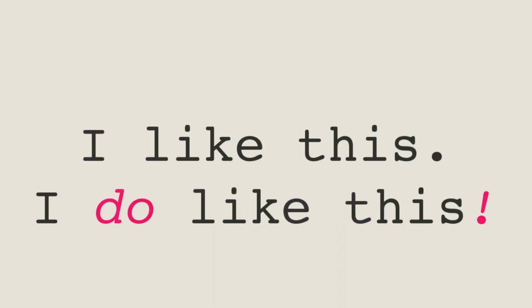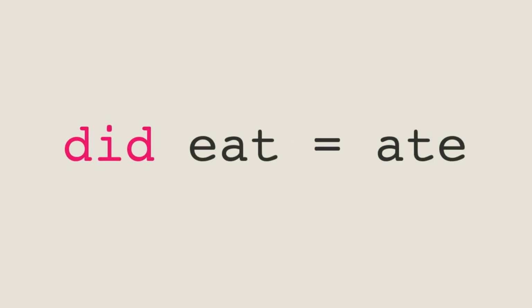I like this. I do like this. We will use the word do for emphasis. This means that I like this very much. The do is already there in both situations, but when we say it, it adds emphasis, because with English, more words, one way or another, is more serious.